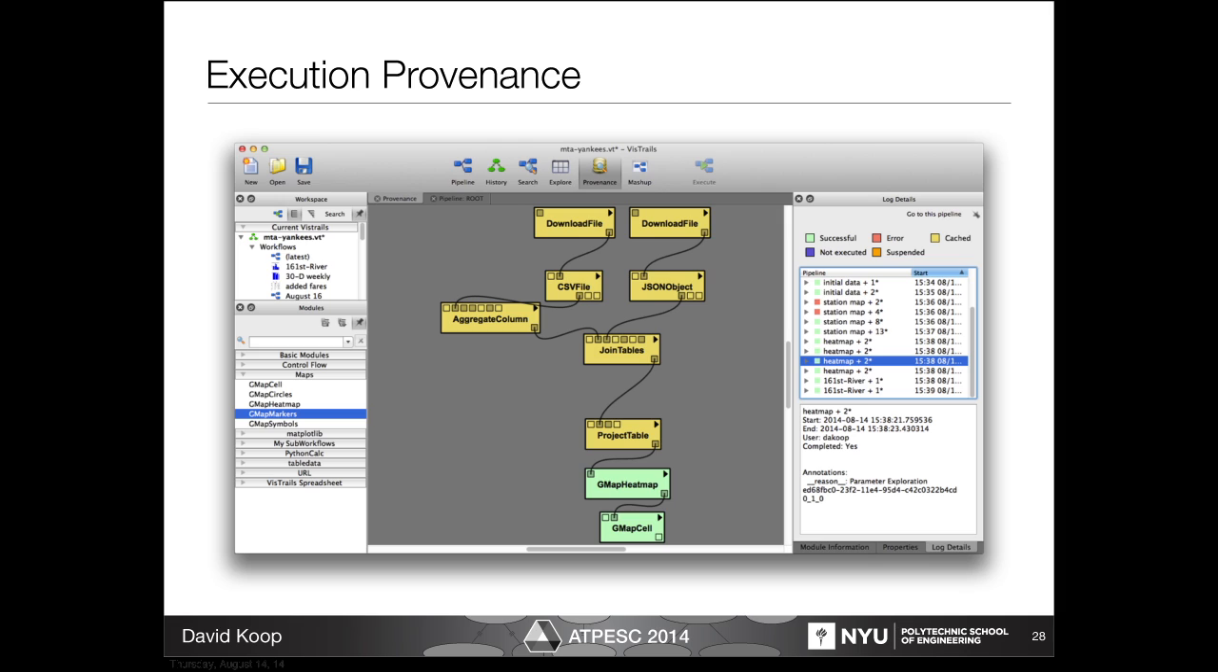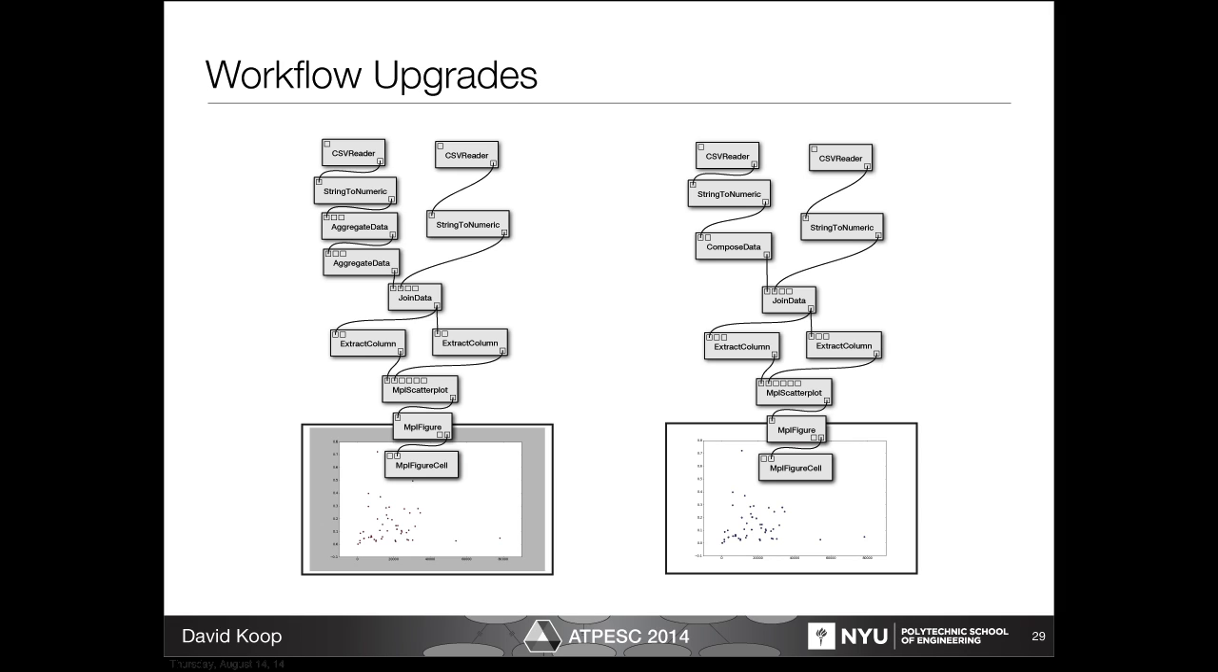That's the other side. So this first side, what the workflow is and how the workflow is changing, has been called prospective provenance, whereas the execution provenance is what was actually run. That's also called retrospective provenance.